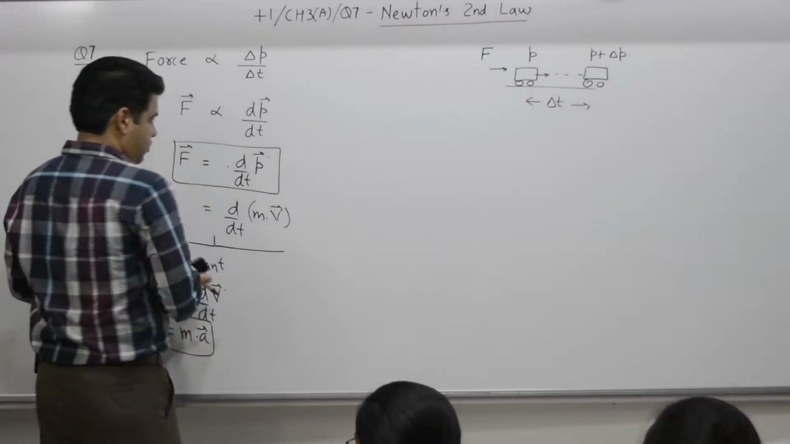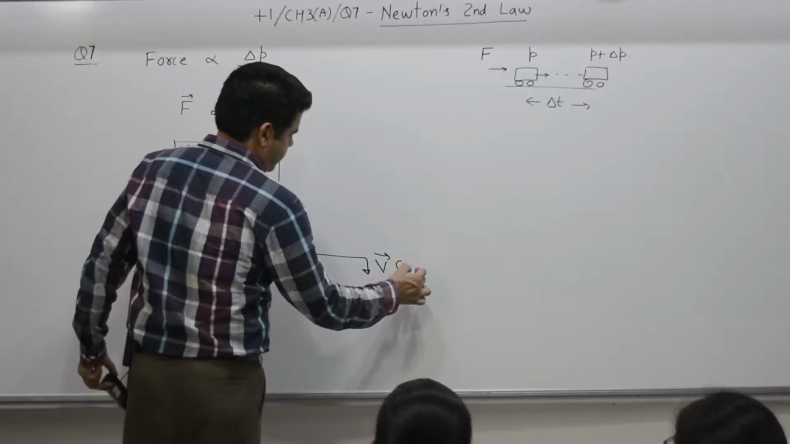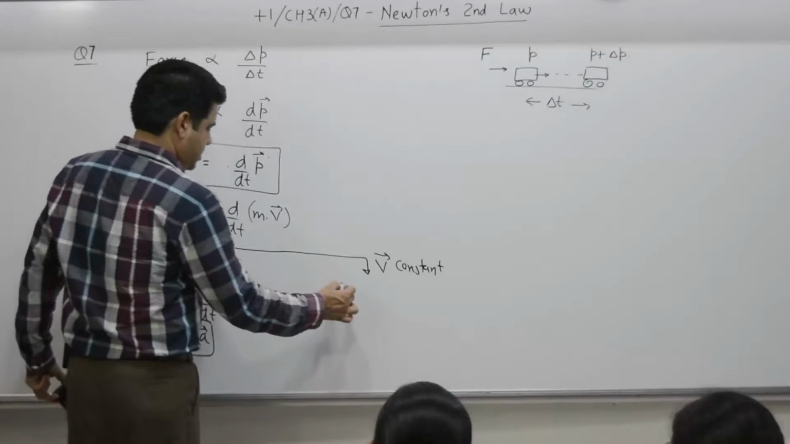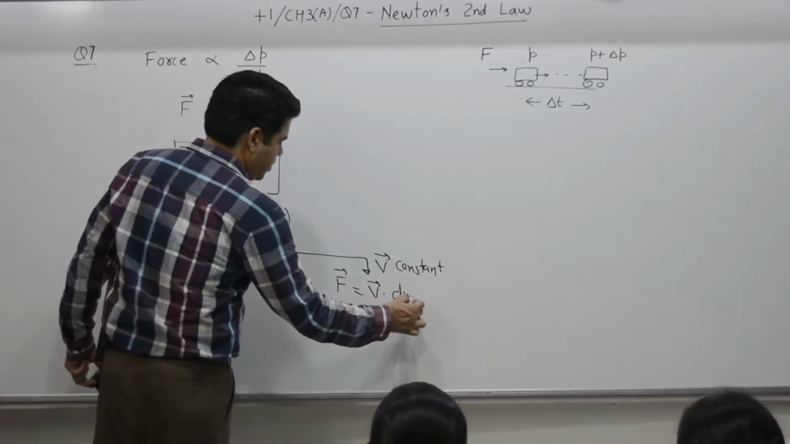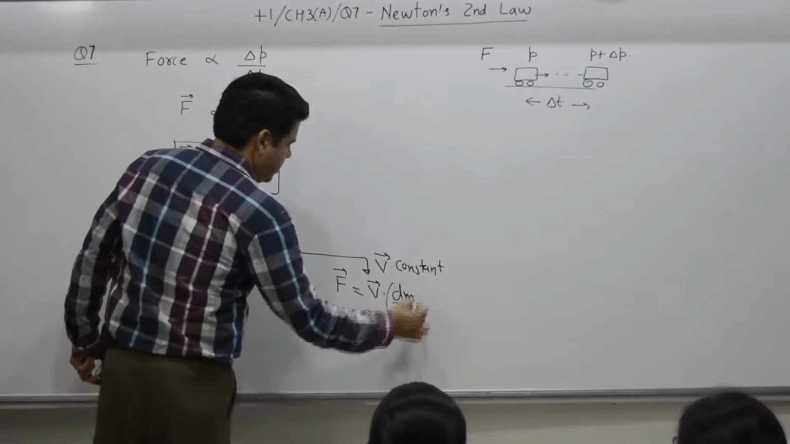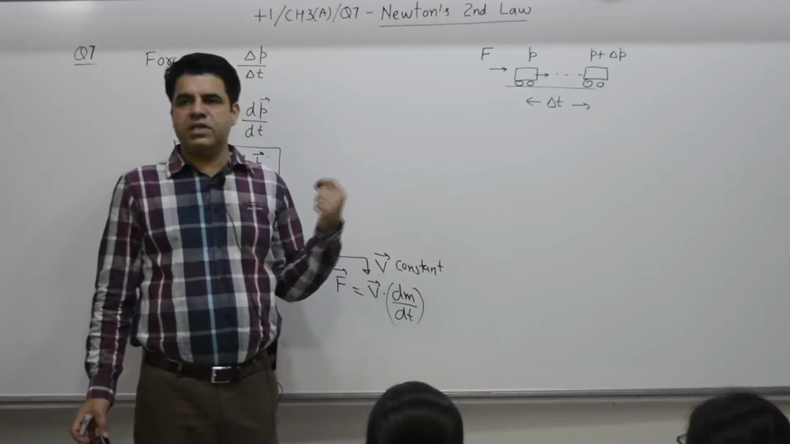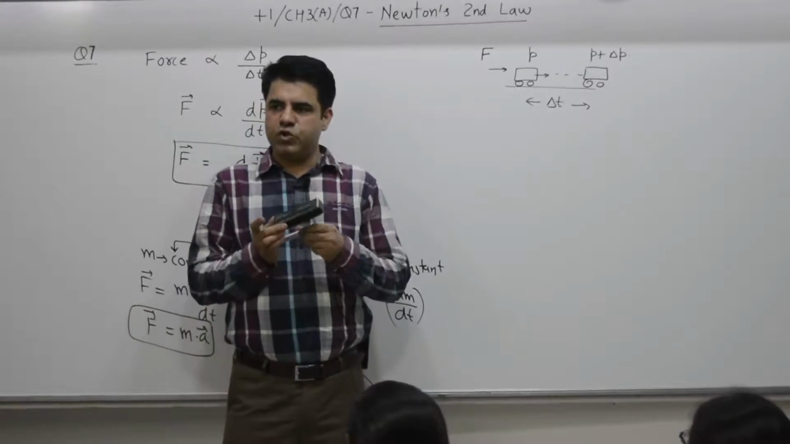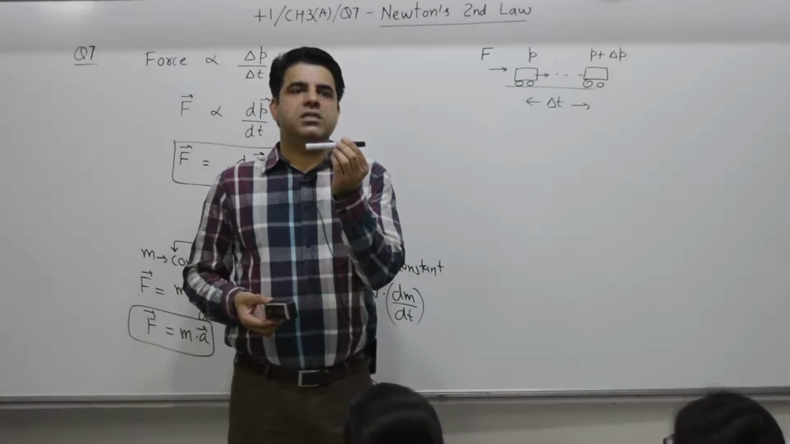Second possibility, it is the velocity which is constant. If v is constant, you can take v out. Then F is equal to what? v into dm by dt. Let us try to understand what it means. It is the rate of change of mass with time, for a pipe, because generally you get this type of question. For a pipe, it is the mass coming out per second.